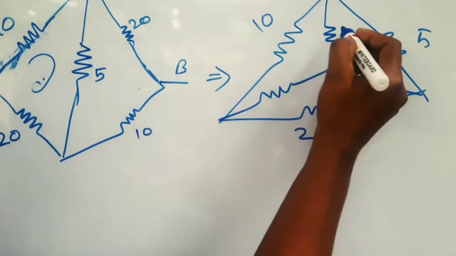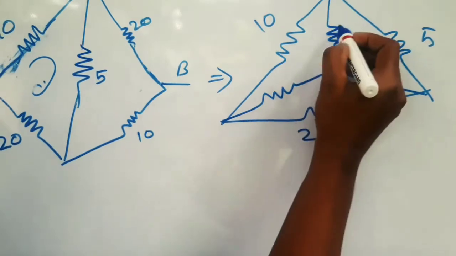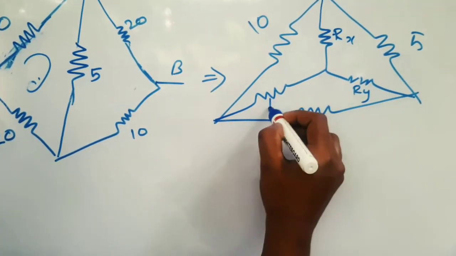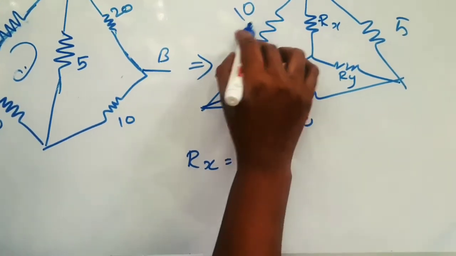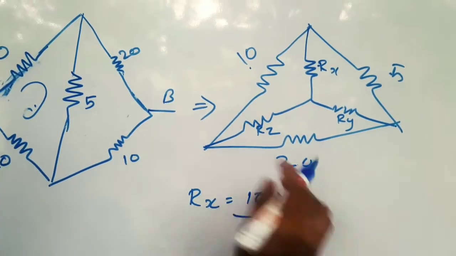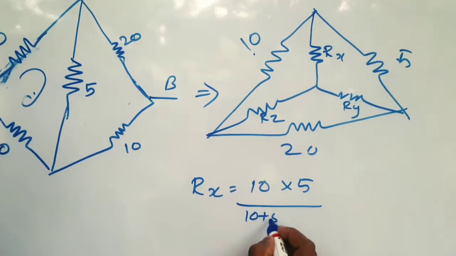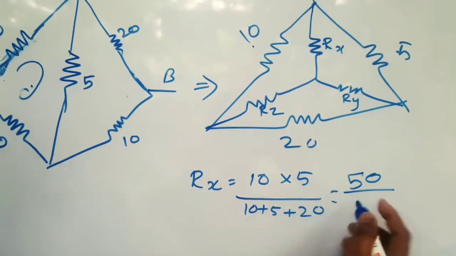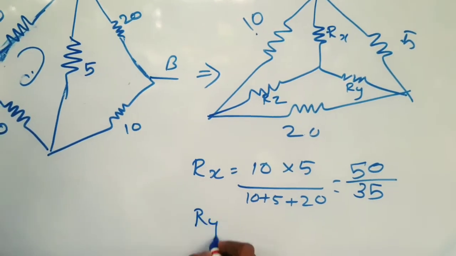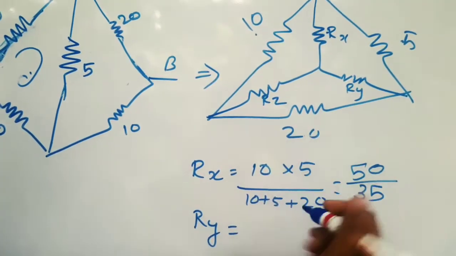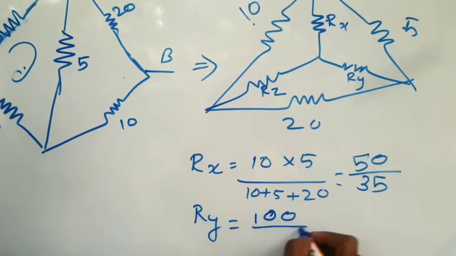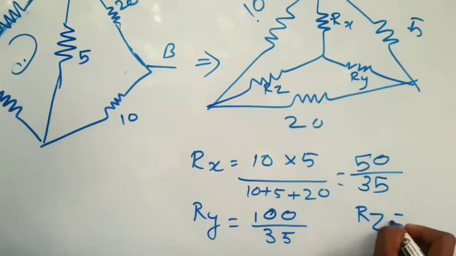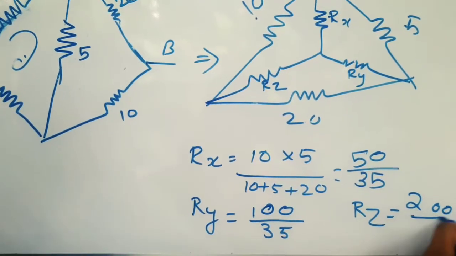For that, the equations are, how can we calculate this resistance? Let this resistance be Rx, this resistance Ry, this resistance Rz, then Rx equals 10 into 5 divided by 10 plus 5 plus 20. That is 50 divided by 10 plus 20, 30, 30 plus 5, 35. Similarly, Ry is in between 5 and 20. So 5 into 20, 100 divided by 35. Rz equals 10 into 20, 200 divided by 35.